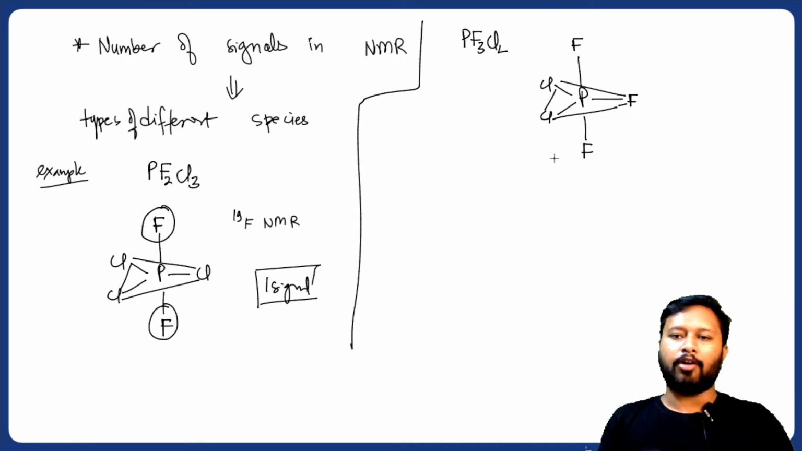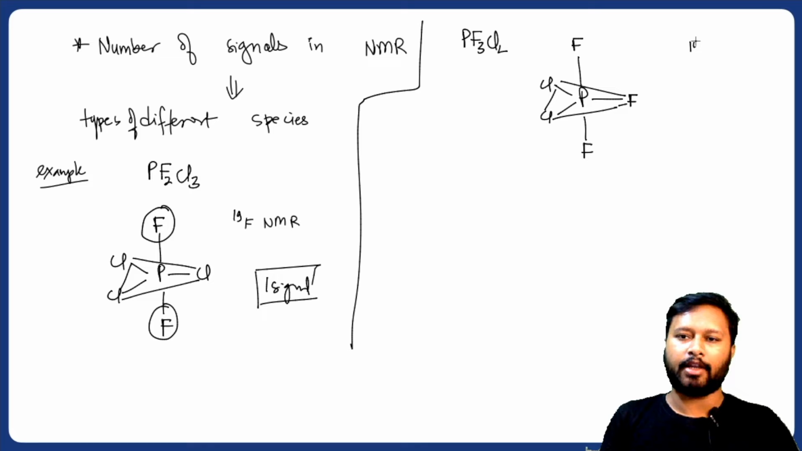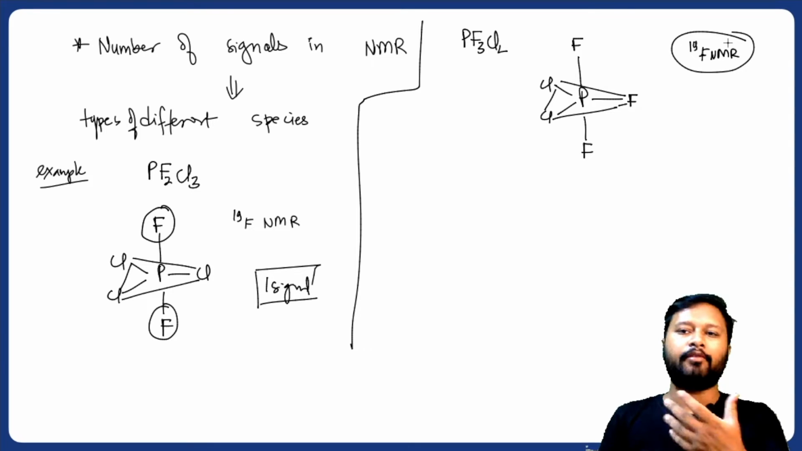All right. Now if someone asks you how many signals you are going to get for this molecule in 19F NMR, the first thing is to understand which NMR they are asking. Whatever NMR they are asking, you have to see how many of that species they have. So if they are asking about 19F NMR, you will look for the fluorides. If they are asking for 31P NMR, that is phosphorus NMR, then you have to look at phosphorus.